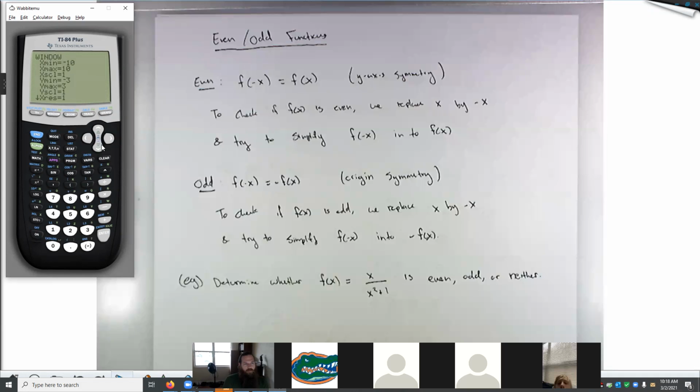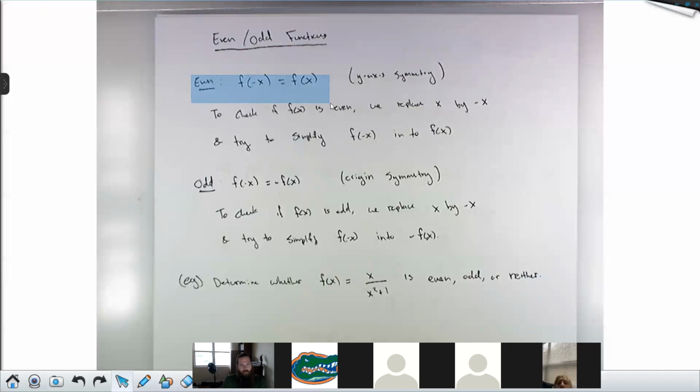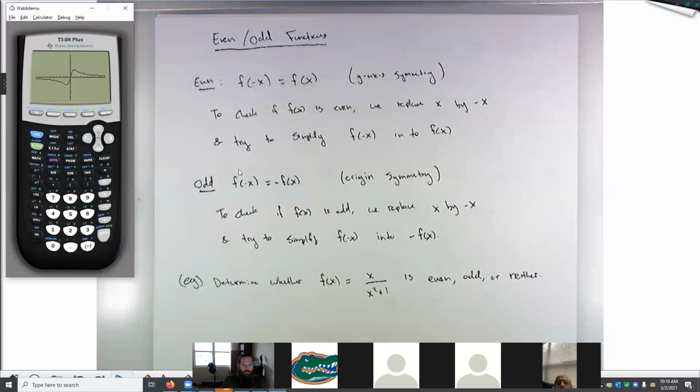I can change these to like, let's do -1.5. So 1.5. That way it's not crowded. And now we get a really nice picture of this graph. Okay, so based on the picture here, do we think this is an even function or an odd function? What sort of symmetry? Does this have y-axis symmetry?